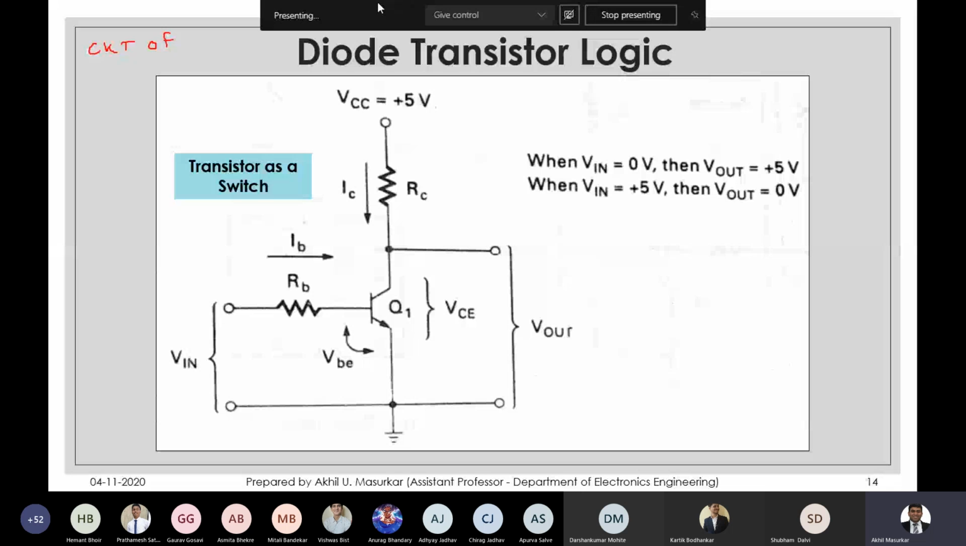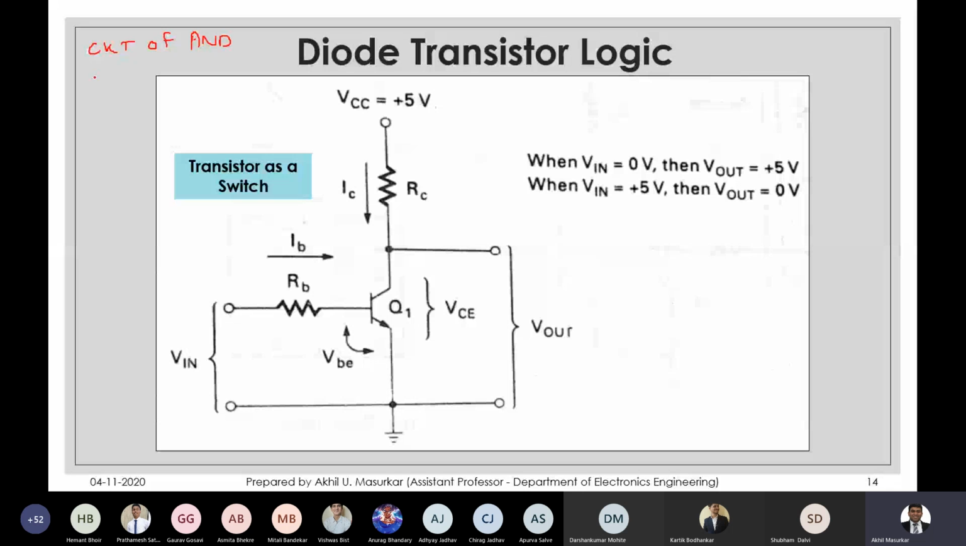So we saw the circuit of AND, and we saw the circuit of OR. But what if I want NAND and NOR? That is my question. Okay, we want NAND and NOR.